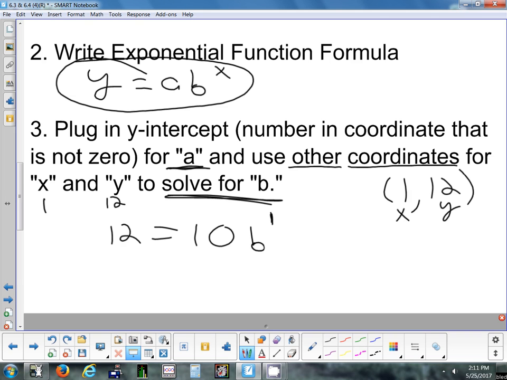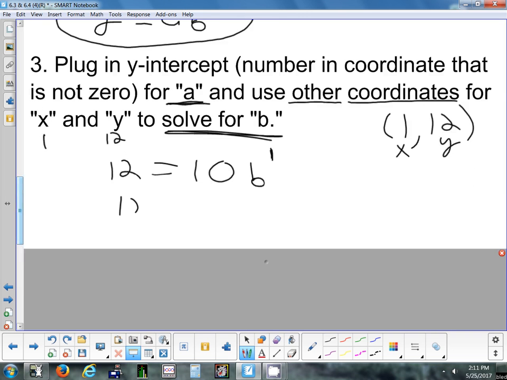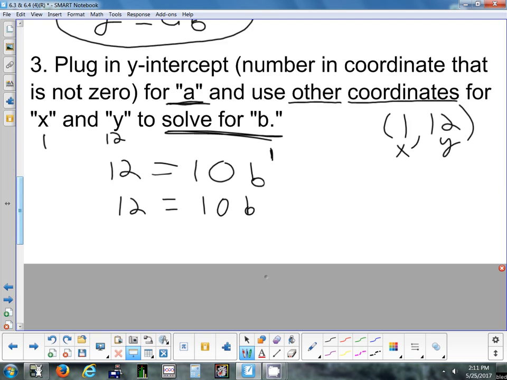Now we're going to solve that for B. What's b to the first power? B. Okay. Anything written to the first power is itself. 12 equals 10b. So b to the first power is just b. And now I have one step left. How do I get b by itself?